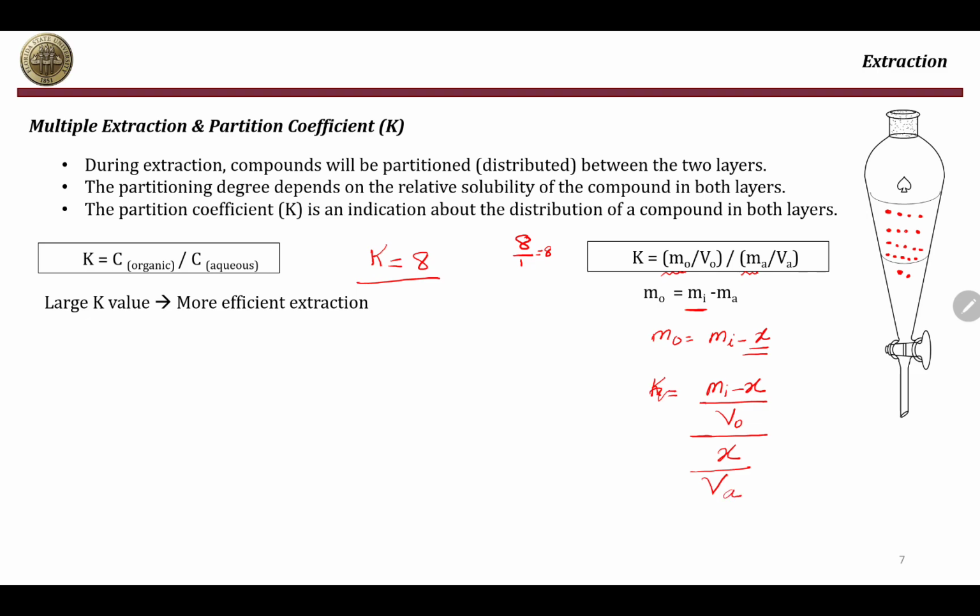And now if we solve and find x, then we can know the mass of the compound in the aqueous layer and the mass that was extracted to the organic layer.